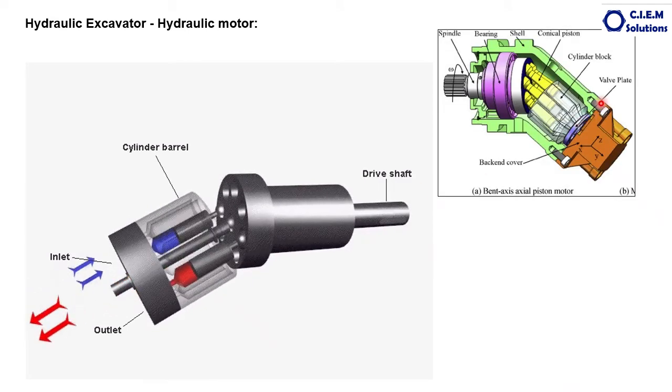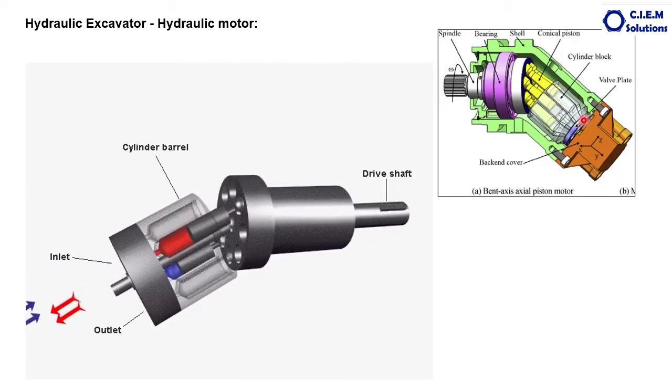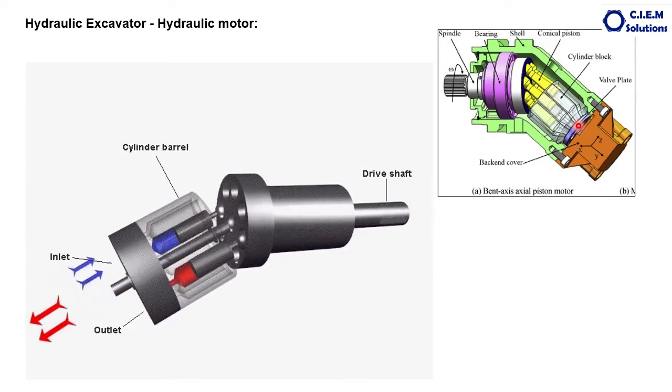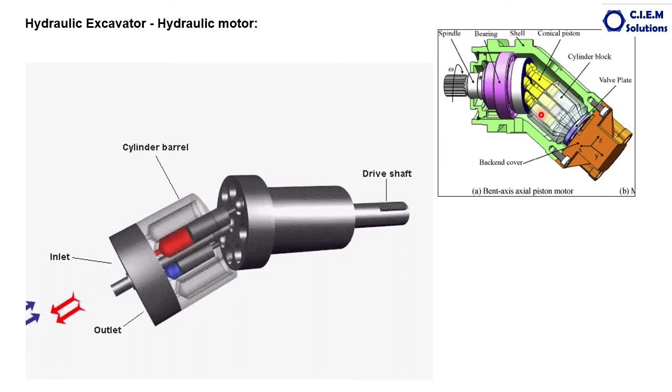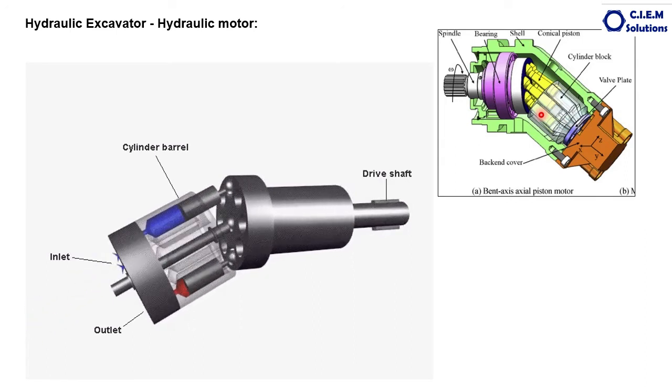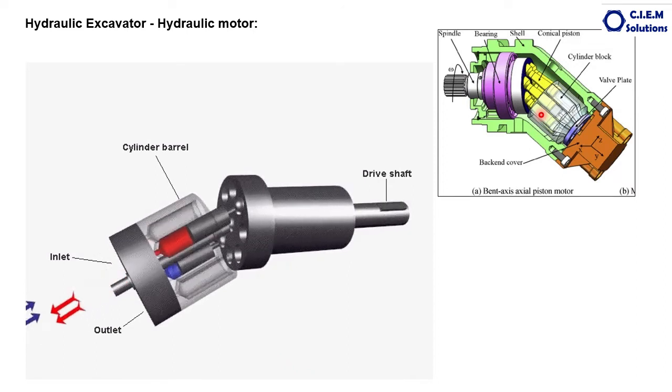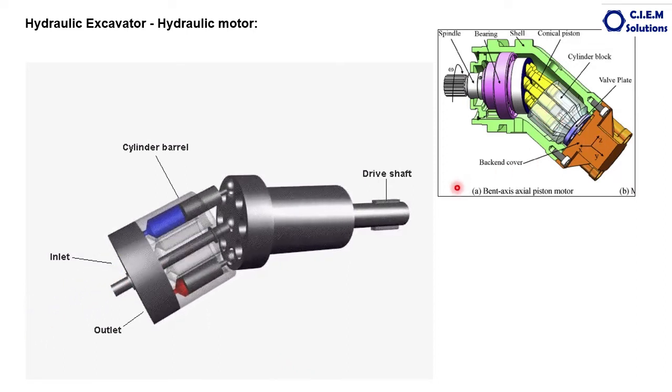The internal construction of the pump. This is called bent axis pump. There are mainly two types of pumps fitted in the excavators. One type is called the bent axis pump. The other type is called the swash plate pump. If you see this bent axis pump, it looks like this.